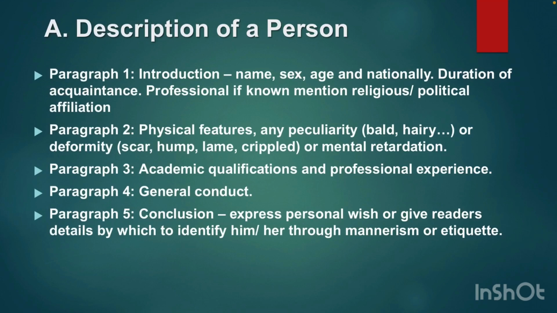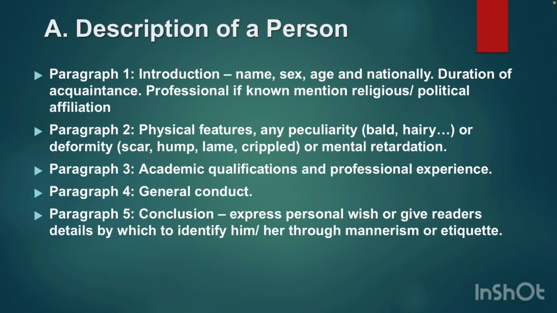In paragraph 4, the general conduct of this person. Is he or she an introvert? Or are they able to interact with people? General conduct. Are they stubborn? Things like that. Then in paragraph 5, this is the conclusion now.